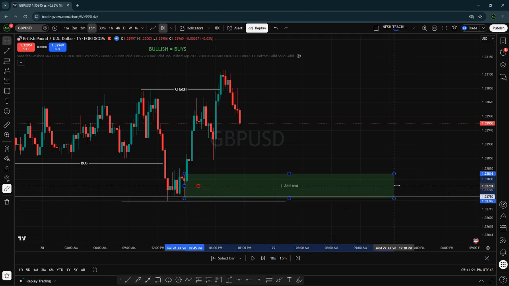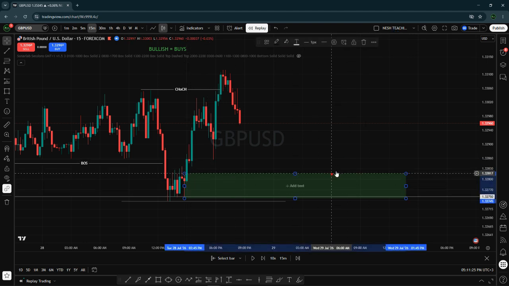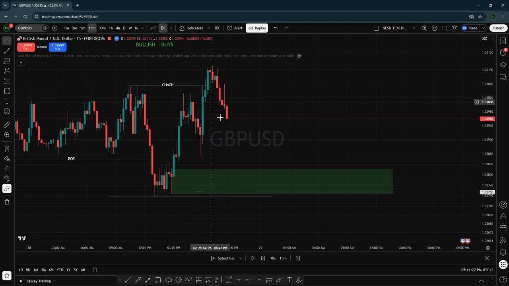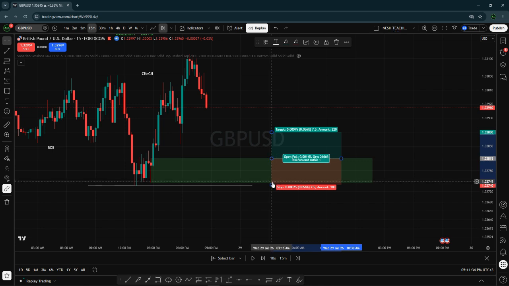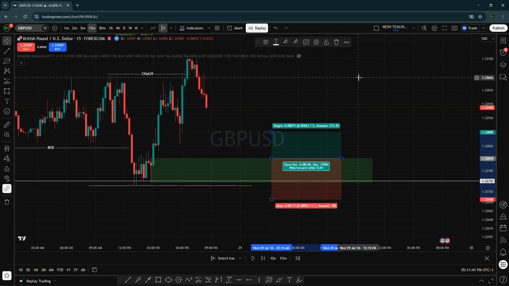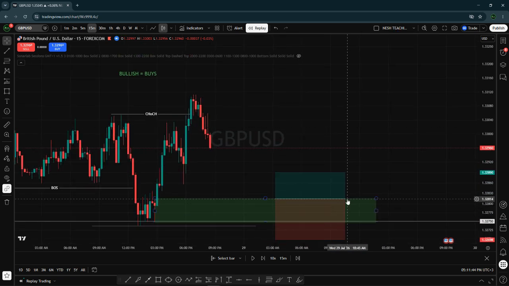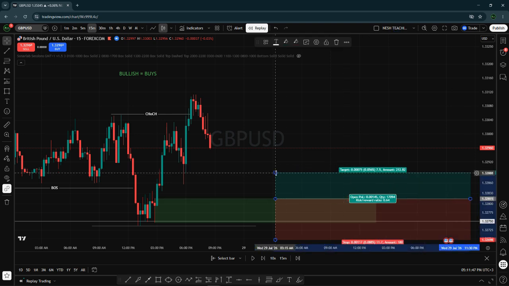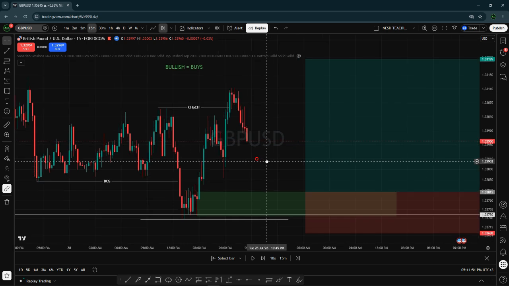Okay, and this level here will be our demand zone. And if the market comes up to this level, we are going to go in a long position and set our stops exactly below this key level, okay, at that place. And then we can target the previous high. So this is where we are going to enter.